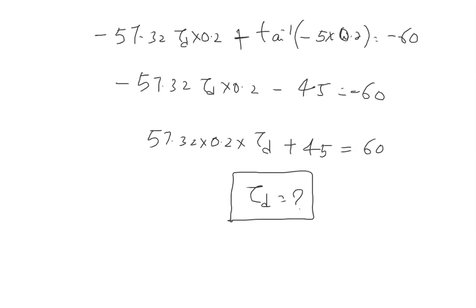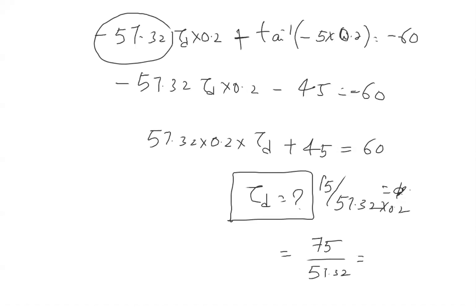So you are going to get the same answer. What is the answer that you are getting? 60 minus 45 is 15. 15 by 57.32 into 0.2. So what is the answer that you are getting? What is this 57.32? It is a conversion from radians to degrees. That is nothing but 180 divided by pi, which is 57.32.